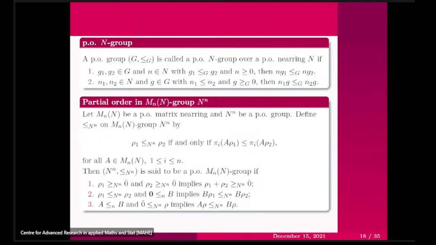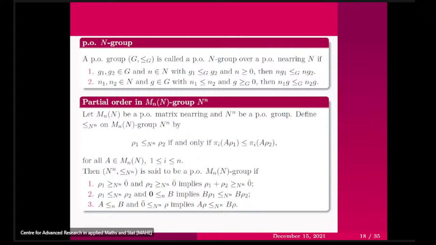Now we define partially ordered N-group and partially ordered M_n(N)-group. A partially ordered group (G, +) is called a partially ordered N-group over a partially ordered near-ring if the product monotonicity holds, whereas in the second condition G1, G2 vary, that is, the elements of G, and in the third condition elements of N vary.